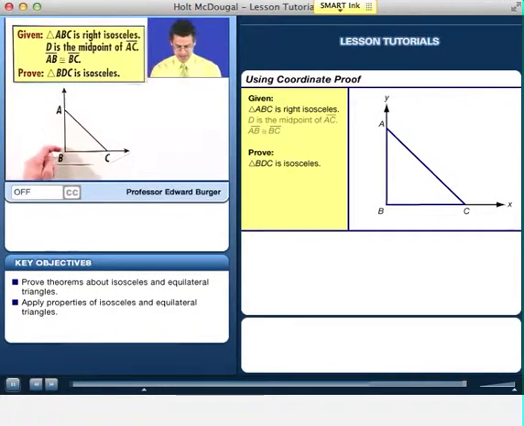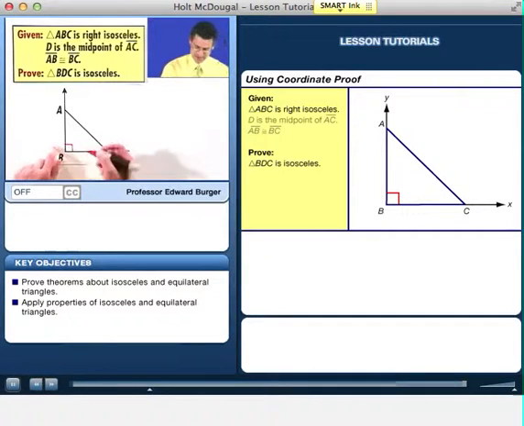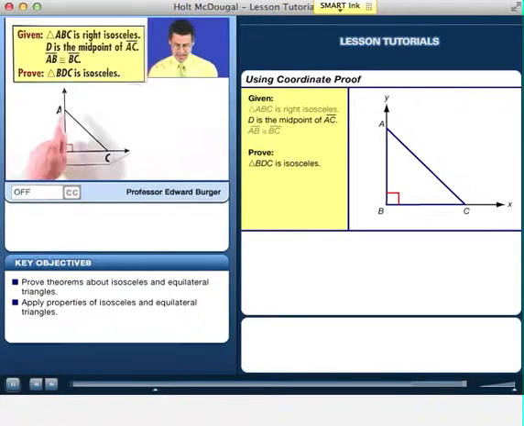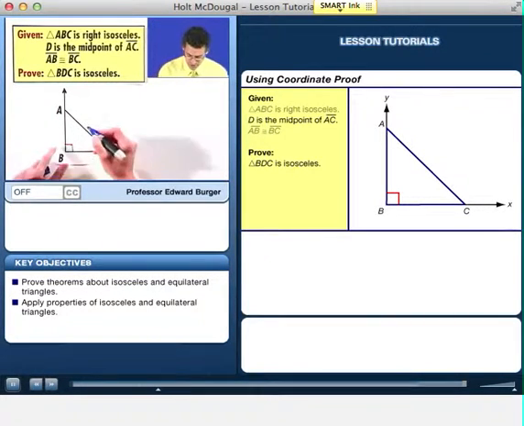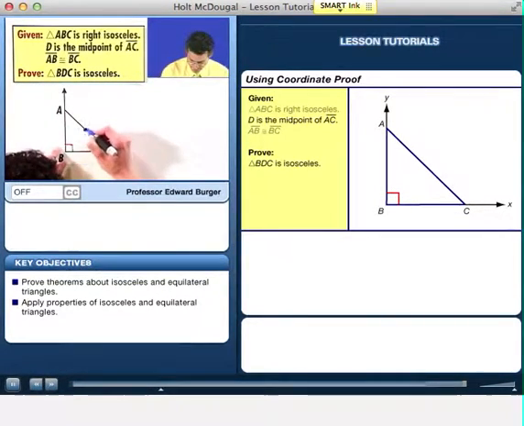Okay, now, what do I know? So I've got A, B, C. It's a right triangle, so I'll indicate that like this. And I know that D is the midpoint of AC, so I'll just visually draw that in. And I'm going to call this D.